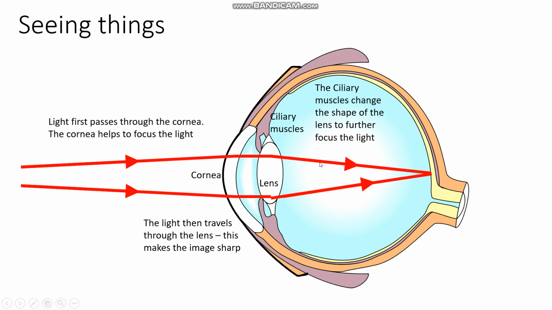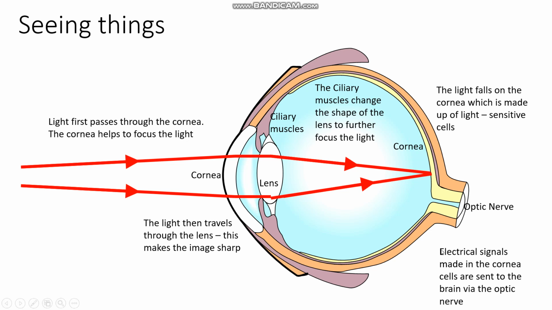The light then passes through the vitreous humor here, and it strikes the back of the eyeball and a part called the retina, and the retina is made up of hundreds of thousands of light sensitive cells, and it's the job of those light sensitive cells to change light into small amounts of electricity. Those small amounts of electricity then travel via the optic nerve to our brain, and it's at that point we can then see the image.